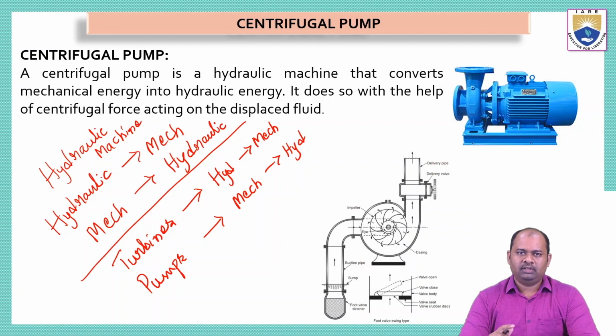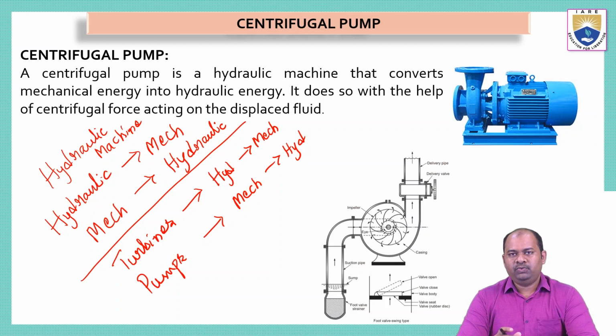Whereas in pumps, we will give some mechanical energy by driving the pump with the help of some mechanical energy that is being generated from a motor. This mechanical energy is converted into hydraulic energy. That means we are going to increase the pressure and velocity of the water so that we can pump the water to a certain head. So the working of a pump is exactly opposite to a turbine.